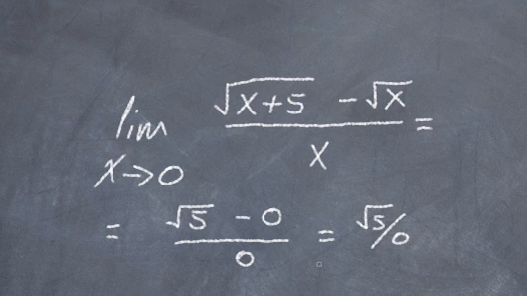Now we say that this limit does not exist, and we'll sometimes shortcut that with DNE. We get a 0 in the denominator and a number in the numerator other than 0, and this means that the limit doesn't exist.